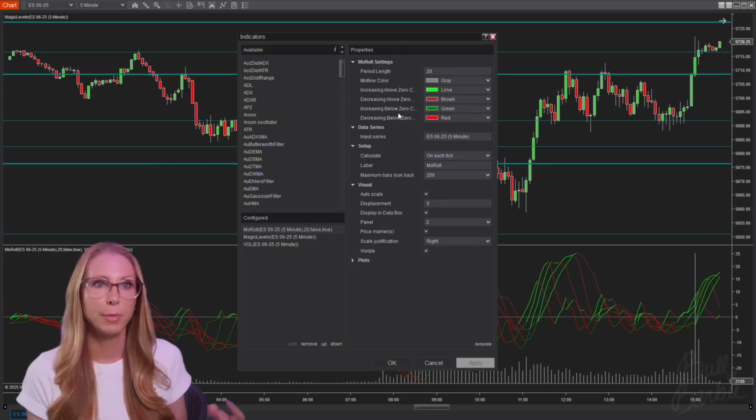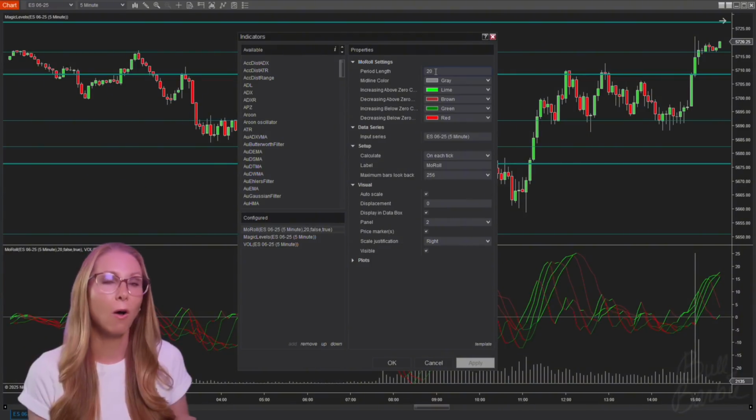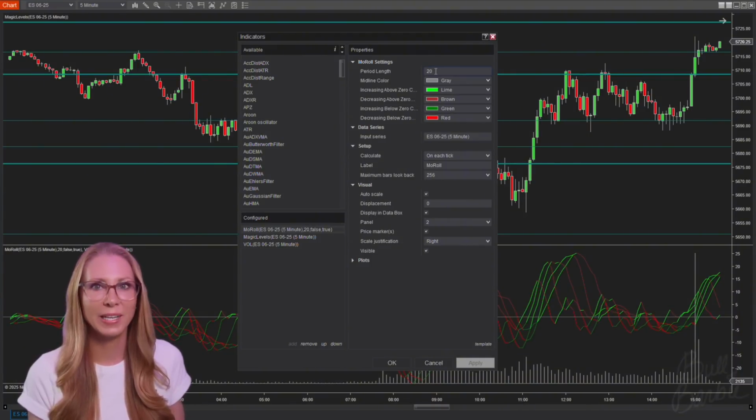So the period length is how many candles to look back. I have always used either 20 or 21, but you can play with this if you want, kind of experiment and see what works for you. On NinjaTrader, the only thing that you really need to mess with possibly are the color settings.